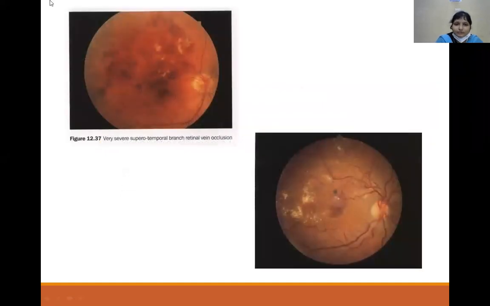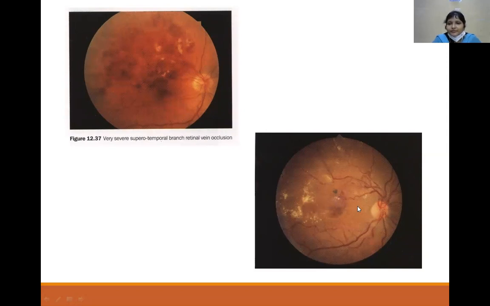This is a picture showing supratemporal BRVO, with hemorrhages and soft exudates with macular edema. The inferior part is normal and the supranasal part is also normal. So this is called quadrantic occlusion. Here the occlusion is at the level of arteriovenous crossings in the supratemporal quadrant. When compared to the infratemporal quadrant, the supratemporal quadrant is more commonly involved.